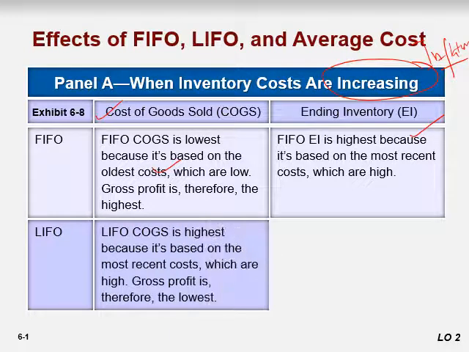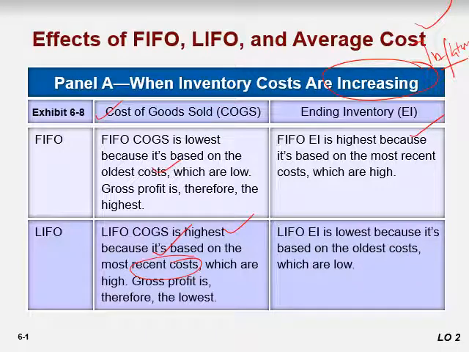So LIFO cost of goods sold is highest. Why? Because it's lastly purchased, so it means the most recent cost, which in inflationary periods, the costs are always higher. But the ending inventory is based on the oldest price, so ending inventory will be lowest, right?